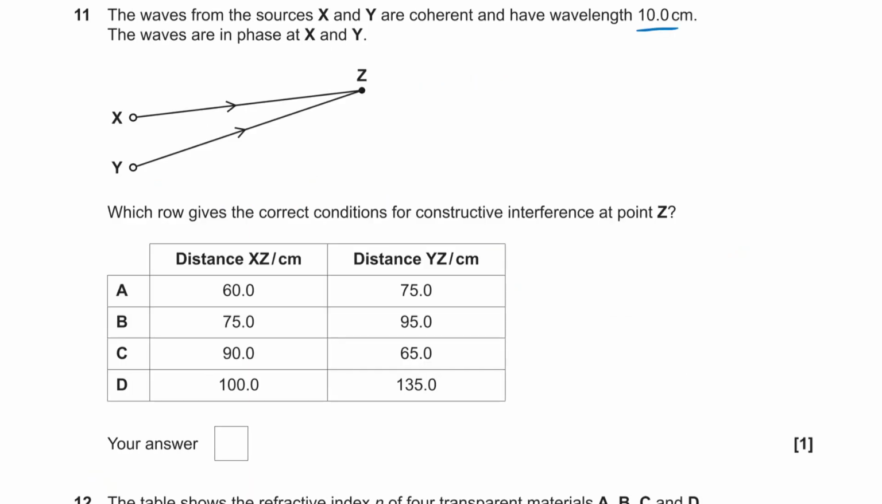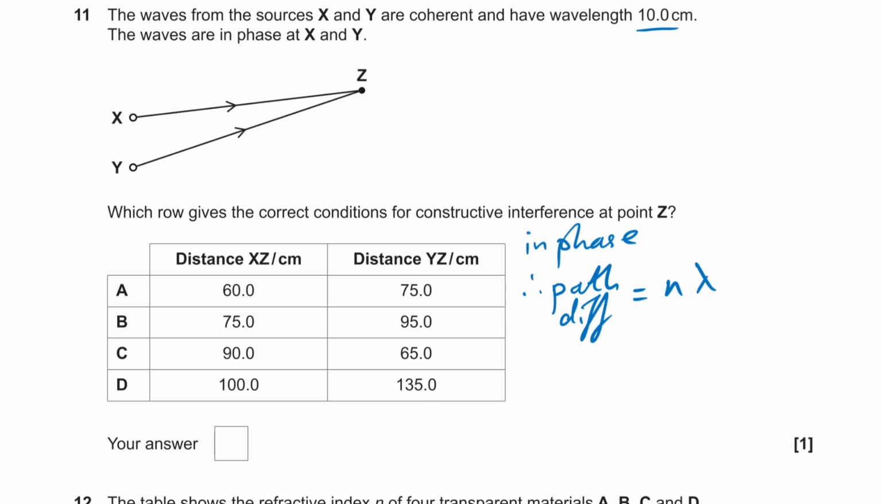11, we have 2 waves. They're in phase when they leave. So what distances give constructive interference at point Z? Well, we know that they need to be in phase at Z, and because they've traveled different distances, it's all about that path difference. And if they're arriving in phase, then the path difference needs to be a multiple of the wavelength, in other words, n lambda.